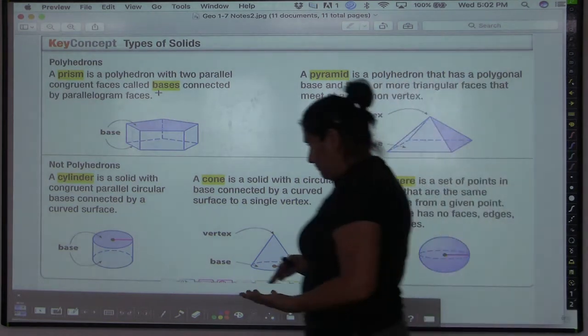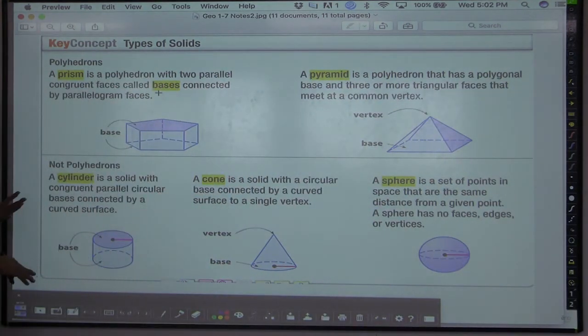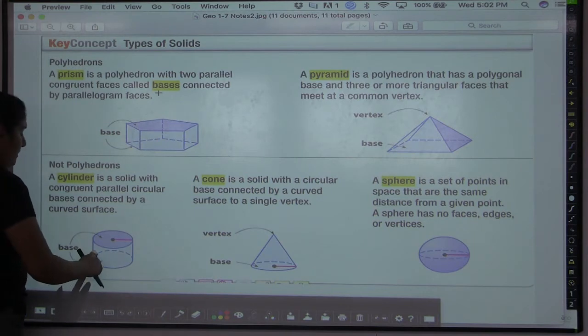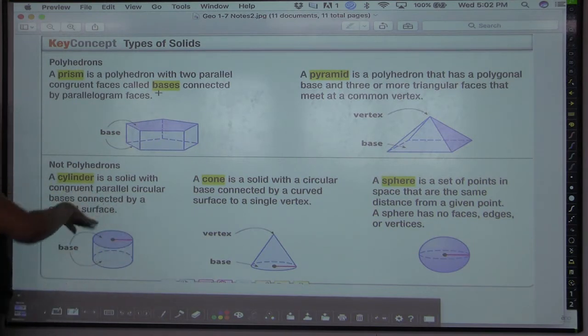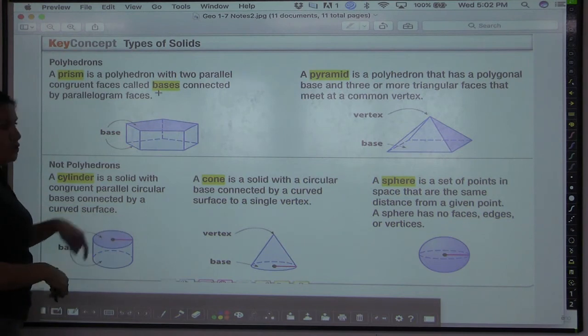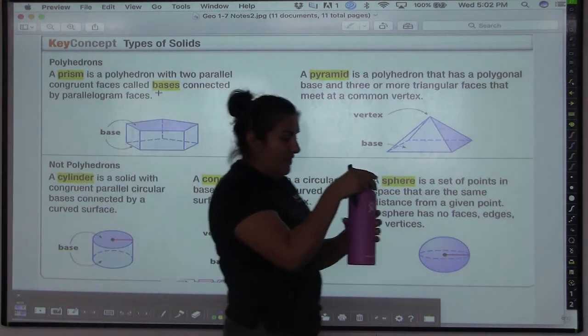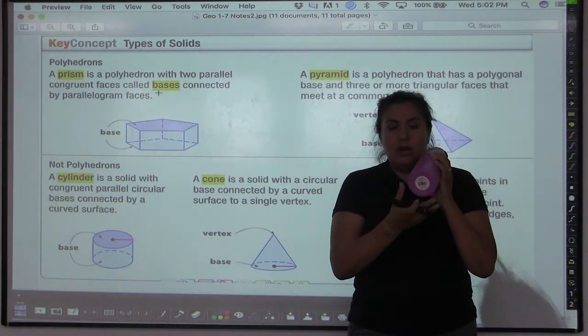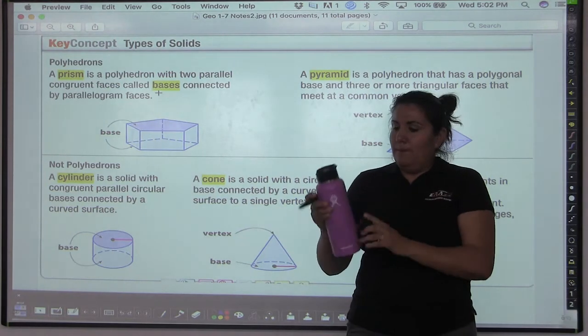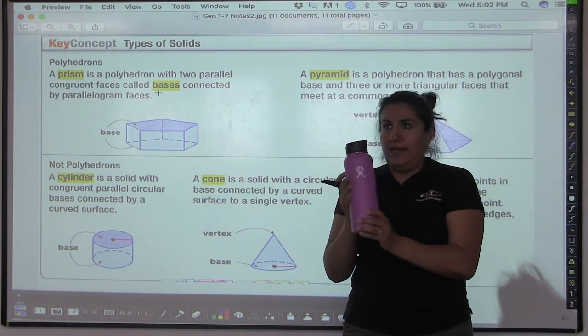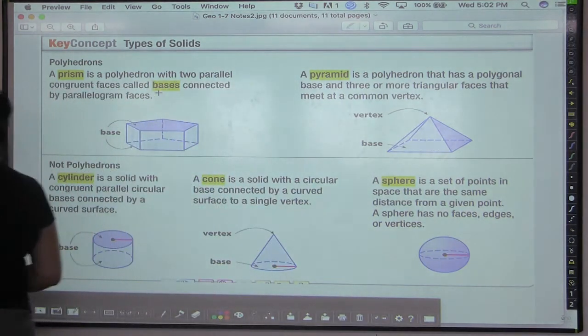And then we have things that are not polyhedrons. We talked about in the previous slide that a polyhedron has to have all flat surfaces. So what's happening here is that not all the faces are flat. So basically you have a flat top, a flat bottom, but the surface around is not flat. This is circular. For example, I have here my Hydro Flask. This would be an example of a cylinder. So flat surface down here, flat surface up here, but the around part is curved and not flat. Okay, so there's your cylinder.